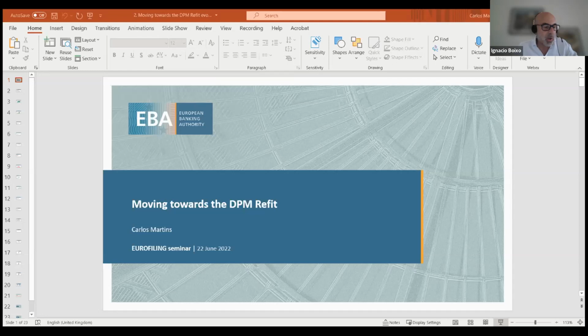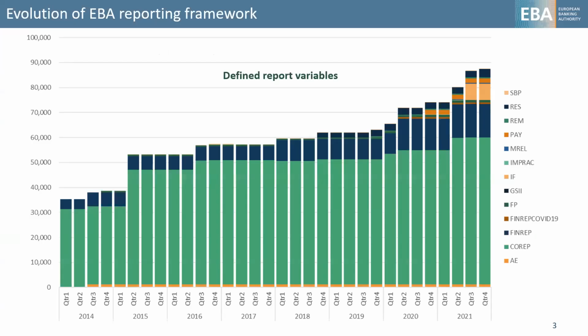So the database has been growing quite a lot. There have been many tables added, but the fundamental structure has remained basically the same until we found the need to embark on this project to refit the DPM. Right. So, okay, in this slide, I'm showing what has been the evolution of the DPM at EBA throughout all these years. So as you can see, the number of defined data points has grown quite a lot.